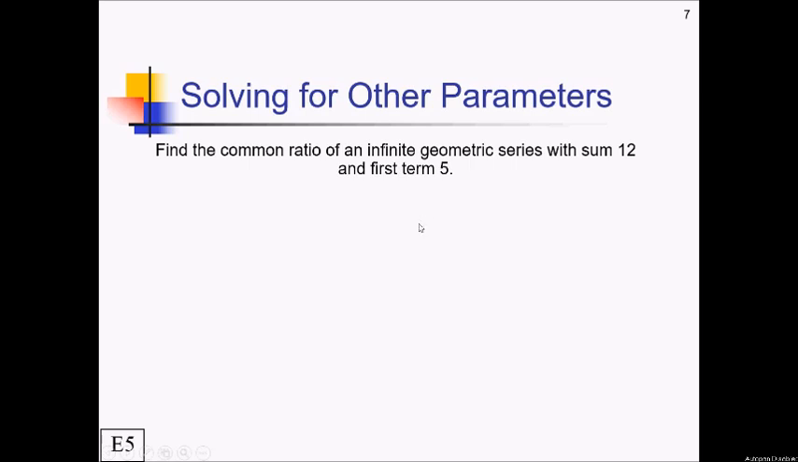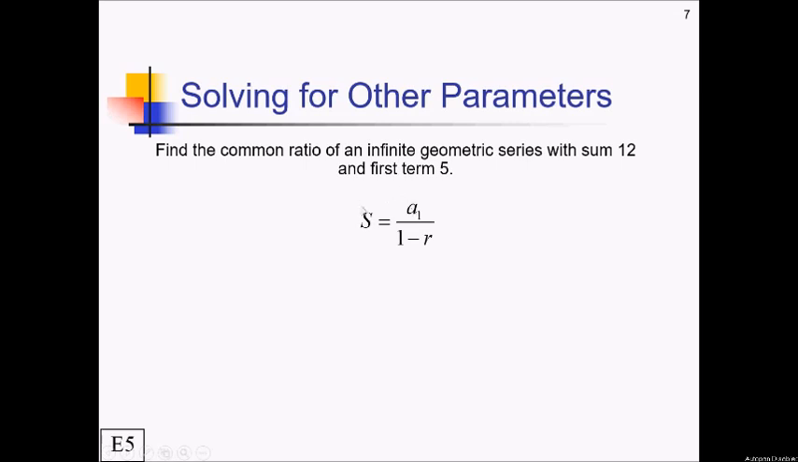All right, so I'll start by writing my formula. Again, S equals A1 over 1 minus R, which we can use because it's an infinite geometric series. And this time around, we're not looking for the sum. We've already got that. They told us it was 12. We're trying to find the common ratio, R. We do know the first term, A1 is 5, so let's plug in the sum and the A1 that they gave us and solve for R.